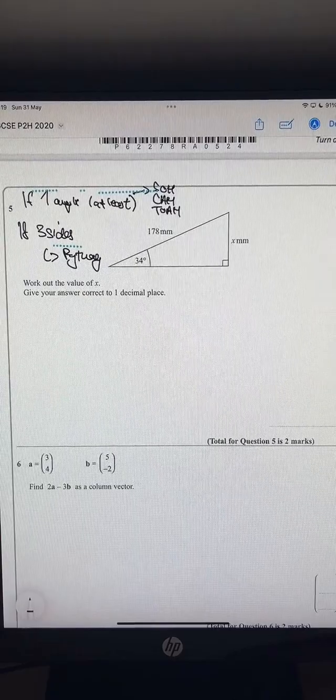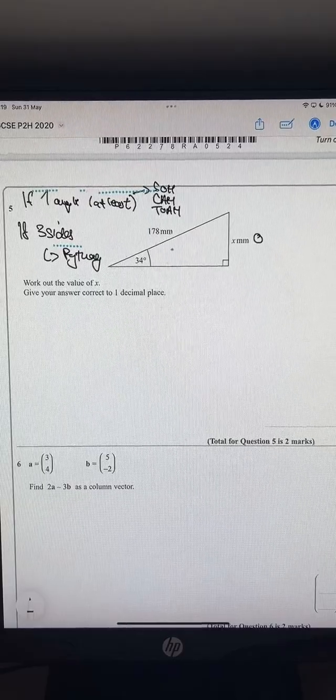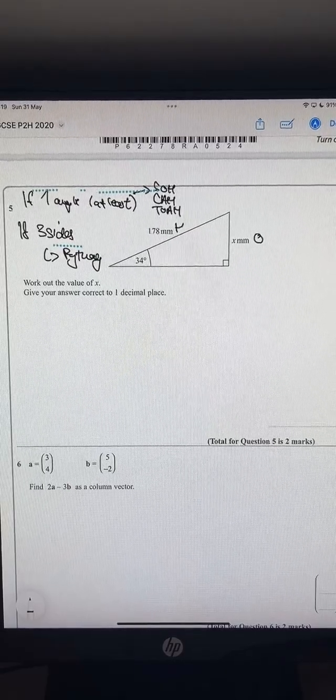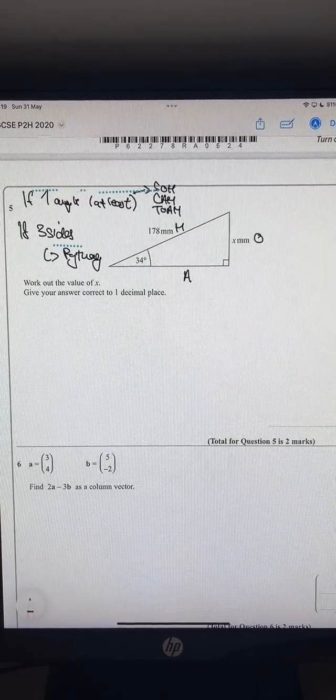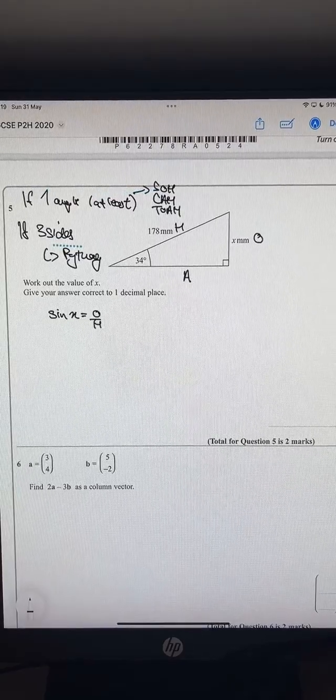Okay, so here I've got one angle, which means I'm going to use SOHCAHTOA. So I've got my angle here, and in relation to this angle, just label the opposite, adjacent, and hypotenuse sides. Opposite, just look across, that is opposite. Hypotenuse is the longest one, the diagonal, so this is hypotenuse, and this is adjacent. I've got O and I've got H, so I know I need to use sine. So sine of x equals opposite over hypotenuse.